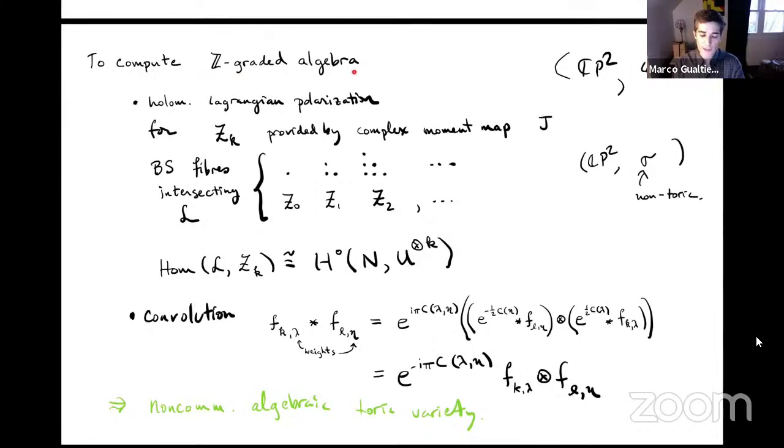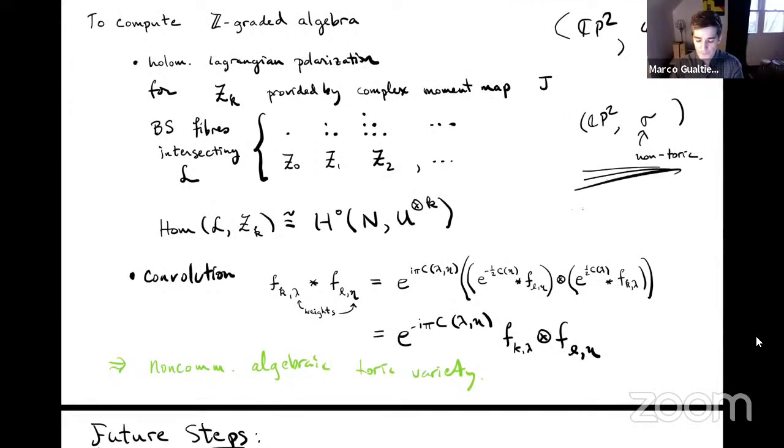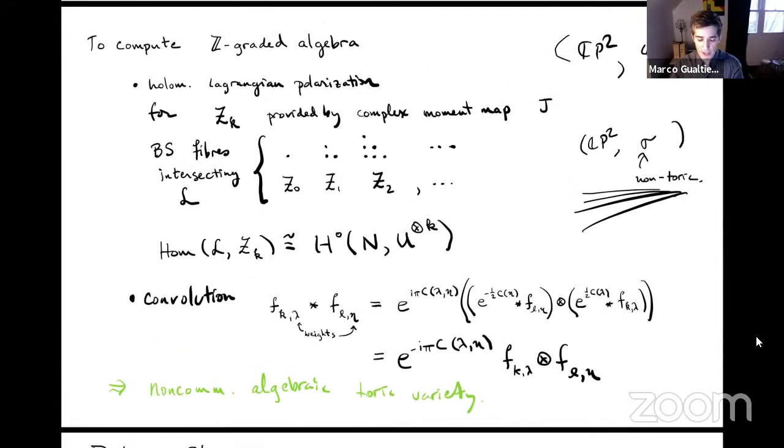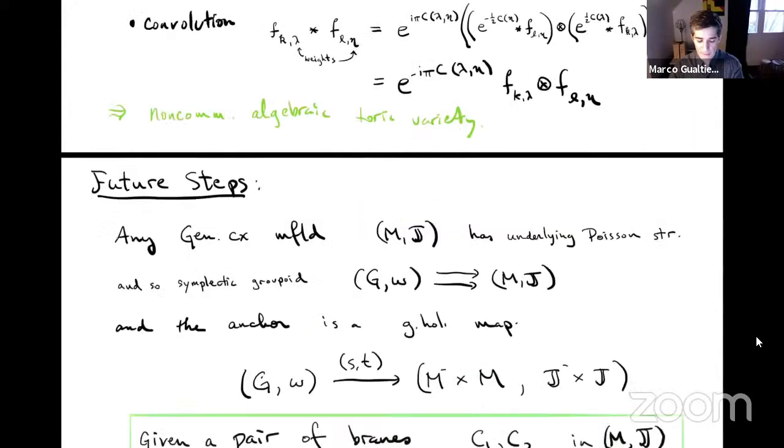And it turns out that finding this Lagrangian polarization is very closely related to the work that Auroux and his students have been doing on finding special Lagrangian polarizations, or special Lagrangian foliations, of symplectic manifolds of del Pezzo surfaces in the complement of the anti-canonical divisor. That is very relevant to this problem, and it actually does provide this holomorphic Lagrangian polarization in some cases.